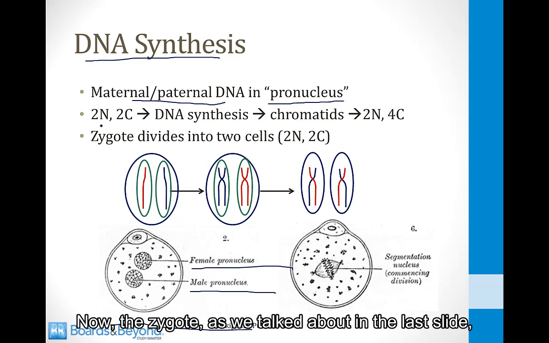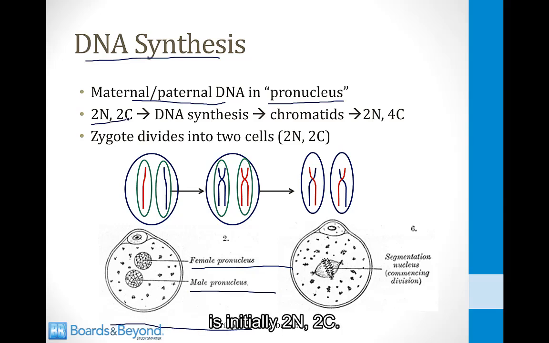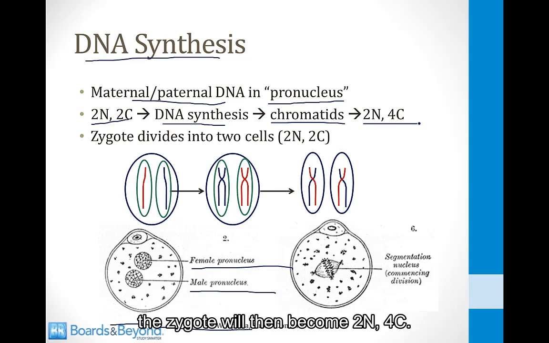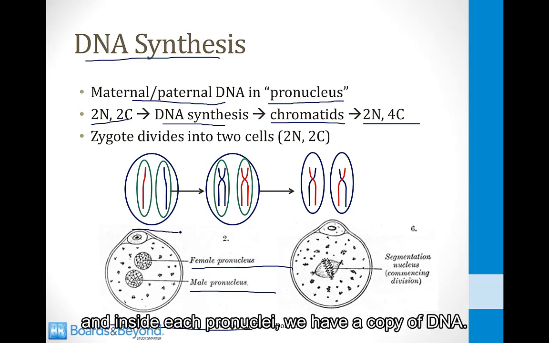Now the zygote, as we talked about in the last slide, is initially 2N, 2C. However, when DNA synthesis occurs, chromatids will be synthesized such that the zygote will then become 2N, 4C. And I've drawn a picture to help you understand this on the screen. So initially, we've got the zygote, which is the blue circle here. It's got two pronuclei inside it, which are the two green circles. And inside each pronucleus, we have a copy of DNA.